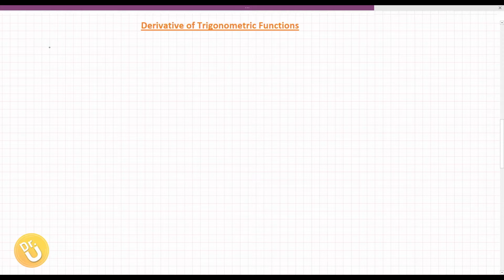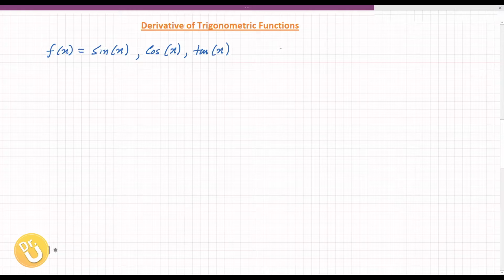Today we are going to discuss the derivative of trigonometric functions. First of all, we will try to understand what the trigonometric functions are. These are the main trigonometric functions we know: the sin x function, the cos x function, and the tan x function. These are the basic trigonometric functions.